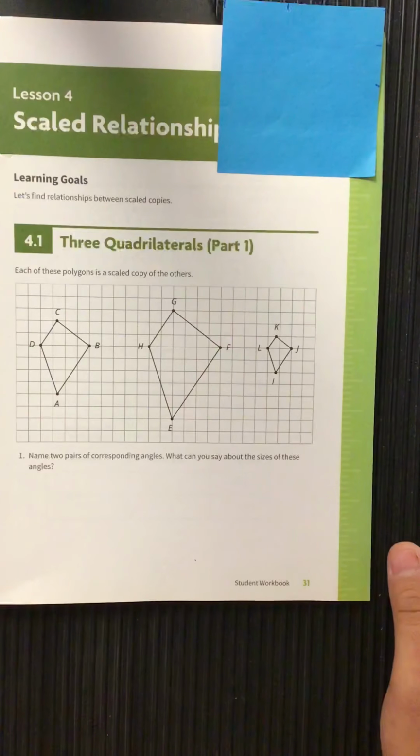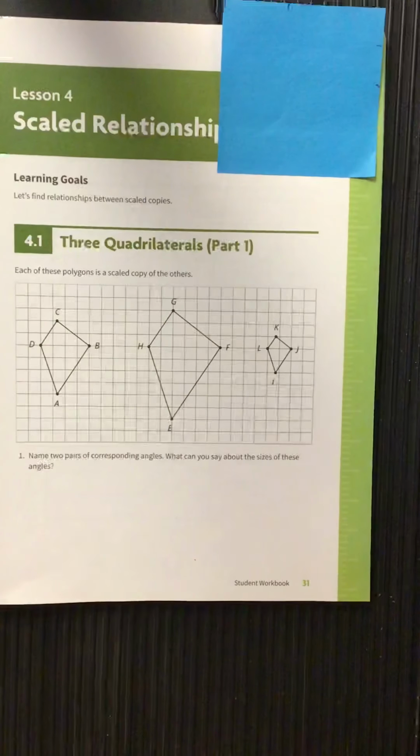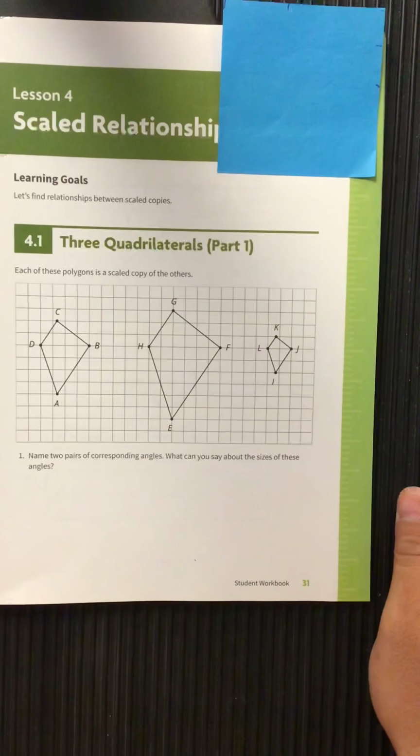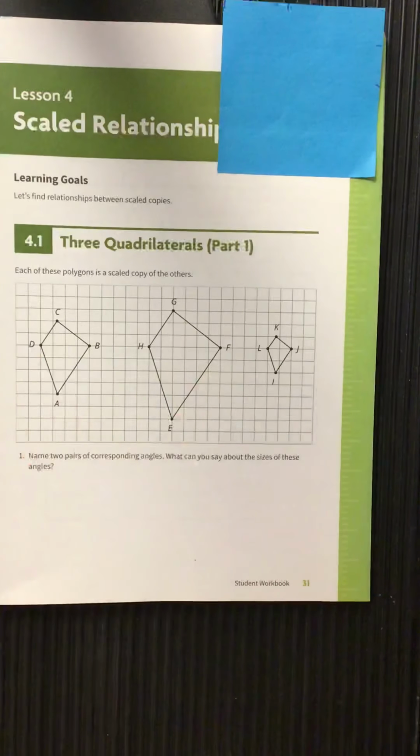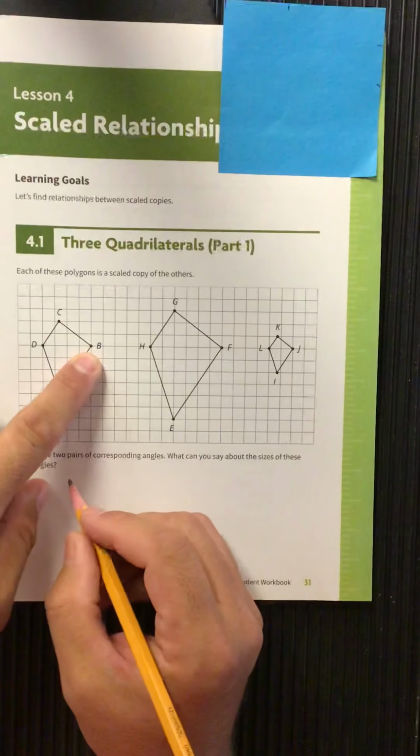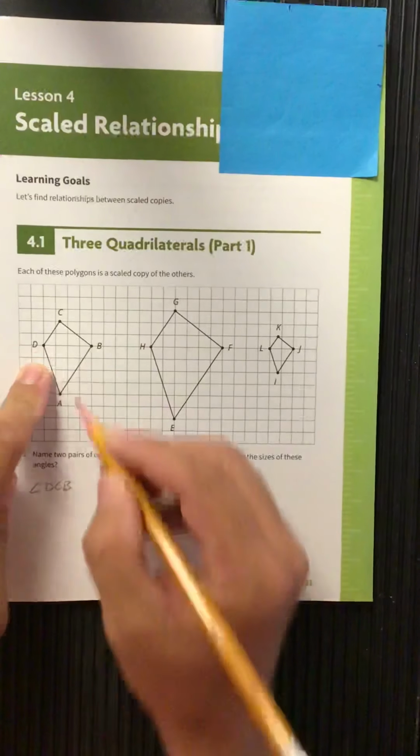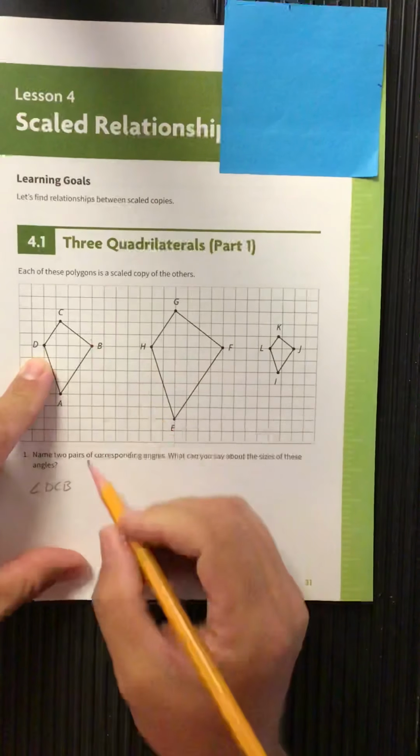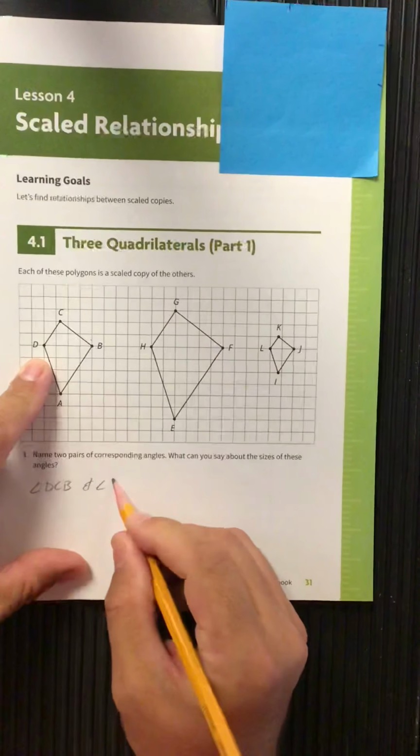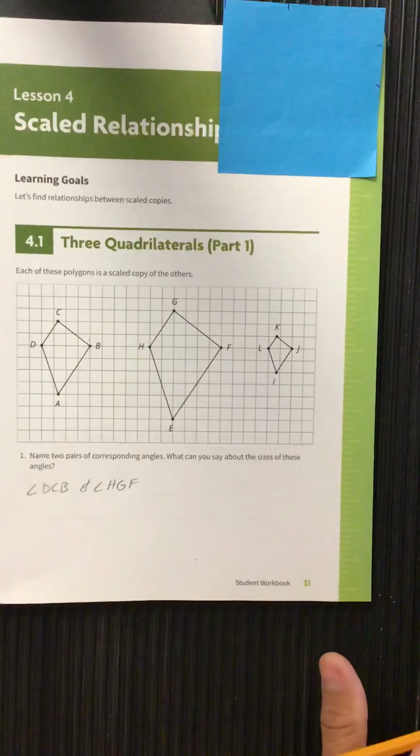Page 31 says they are scaled copies, so we know that is a fact. Name 2 pairs of corresponding angles. And what can you say about the sizes of these angles? Can somebody give me 1 pair of corresponding angles that are the same in the 2 pictures? Kellen: BCD and HGF. Did you say BCD? DCB. So DCB is here, so we have to name it in the same order. And HGF. That would be 1 pair. It does say I need to name 2.